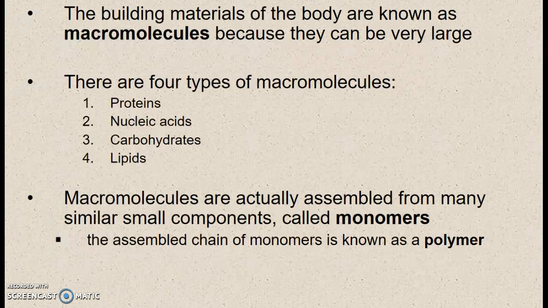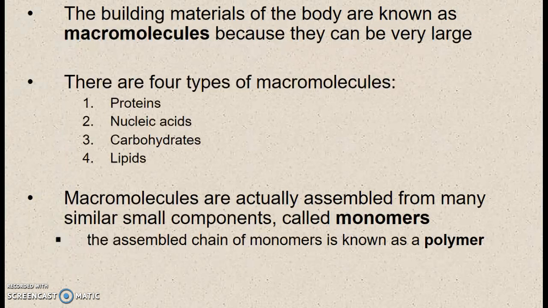So macromolecules, as I said before, are really large molecules that are put together from many smaller components called monomers. And when you put a bunch of monomers together into a chain, you end up with a polymer. So each of the different classes of macromolecules has its own monomer and polymer, and the monomers and polymers have names that are unique to each class of macromolecule.